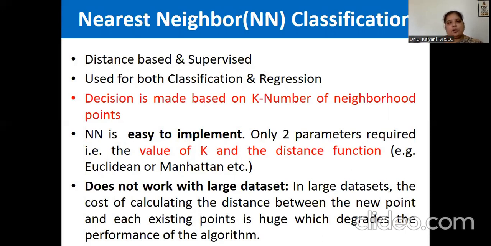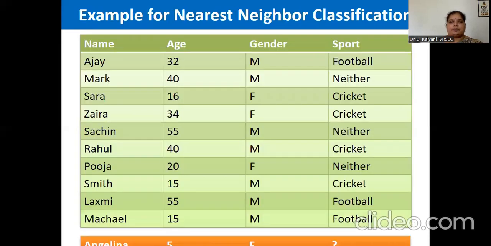The main drawback of nearest neighbor classification is that it doesn't work well with large data sets, because we need to calculate the distances between the given new instance and every instance of your training data set. So if your training data set is large, calculation of distances takes a long time. That's why the time complexity will increase, and nearest neighbor classification is not suitable if your training data set is of large size.